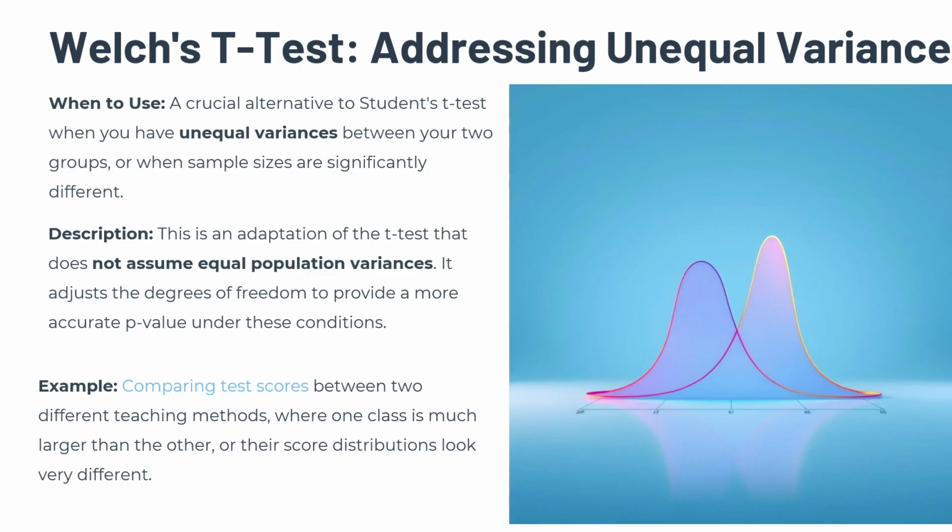Welch t-test. It addresses the unequal variances. It's a crucial alternative to student t-test when you have unequal variances between your two groups or when sample sizes are significantly different. This is an adaptation of the t-test that does not assume equal population variances. It adjusts the degrees of freedom to provide a more accurate p-value under these conditions. For example, comparing test scores between two different teaching methods where one class is much larger than the other or their score distributions look very different, we will use Welch t-test.